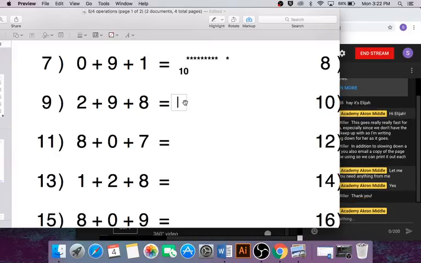So for our next one, we start with 2. So 1, 2. And we're going to add 9 more. So 3, 4, 5, 6, 7, 8, 9, 10, 11. Now we're going to add 8 more. So 11, 12, 13, 14, 15, 16, 17, 18, 19. So our answer is going to be 19.